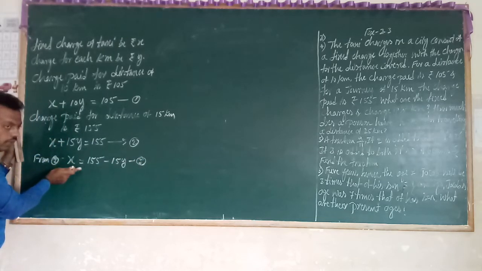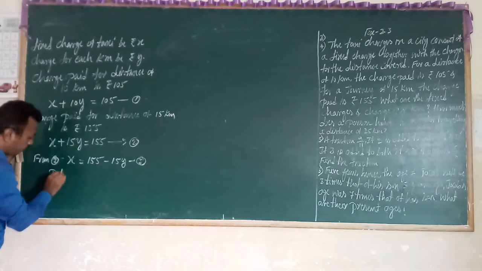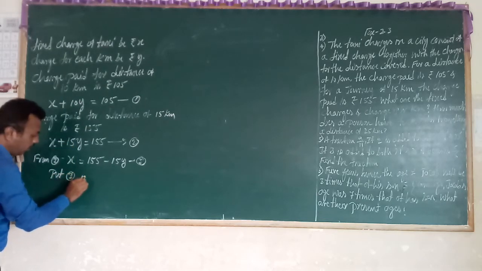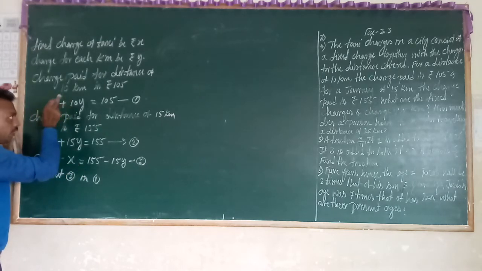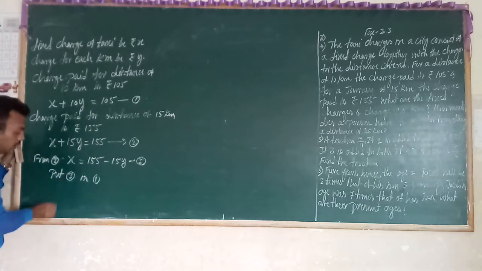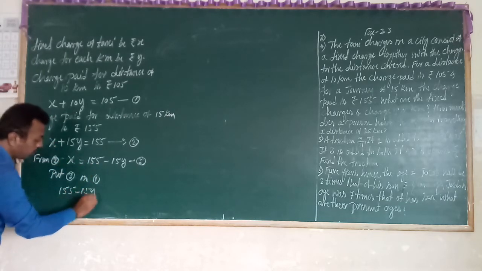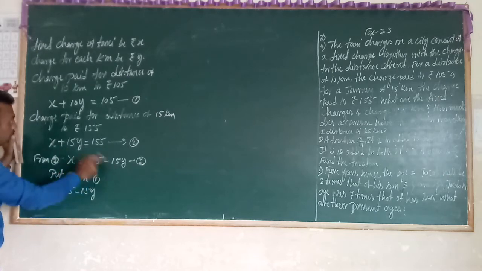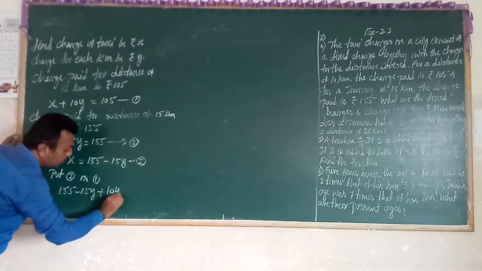Now this value of x we have to substitute in equation number 1. So put 3 in 1. If you are taking the second equation, this value you have to substitute in the first equation, and if you are taking the first equation, you substitute in the second equation, like that. So what is the first equation here? X plus 10y is equal to 105. What is the value of x? 155 minus 15y. So 155 minus 15y plus 10y is equal to 105.